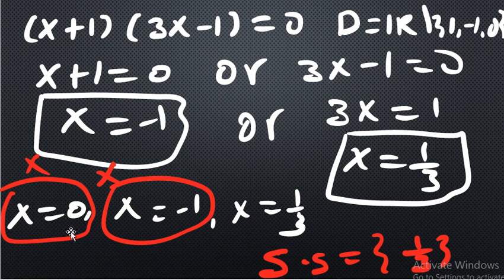So finally, we do have three answers: x equal to 0, x equal to -1, and x equal to 1/3. But 0 and -1 cannot be answers for our rational equation because these numbers are already excluded. They cannot be in the domain. They are undefined points. Therefore, the solution set will be 1/3.